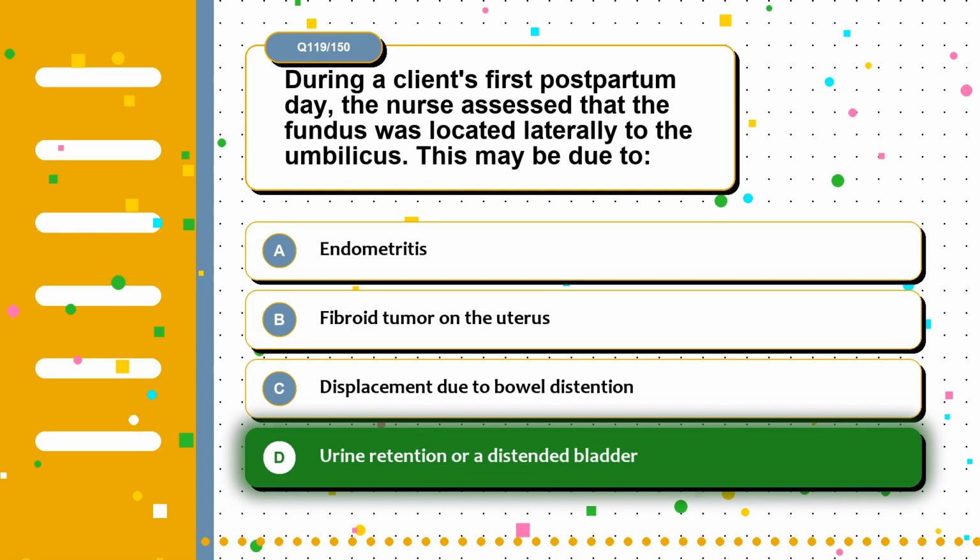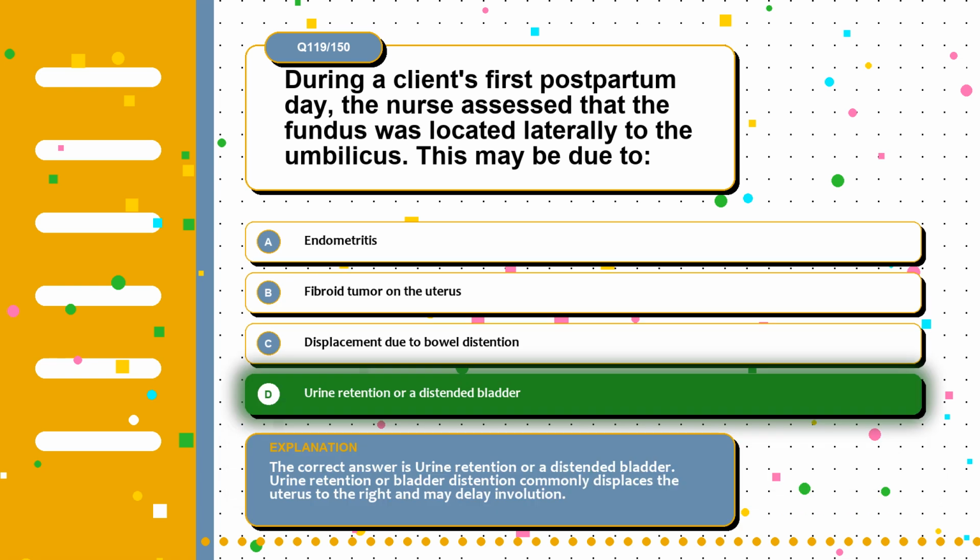The correct answer is option D. Urine retention or a distended bladder. Urine retention or bladder distension commonly displaces the uterus to the right and may delay involution.